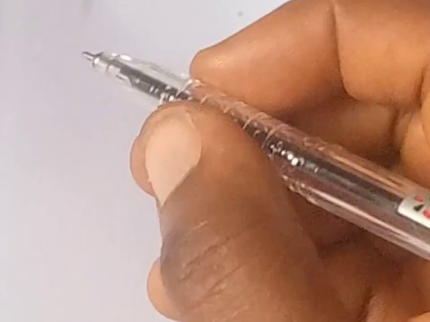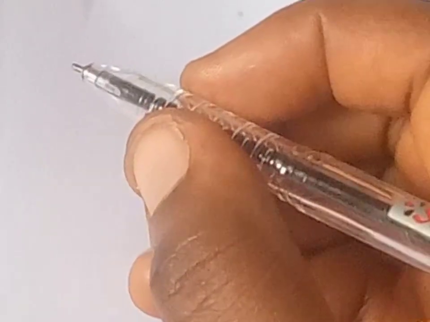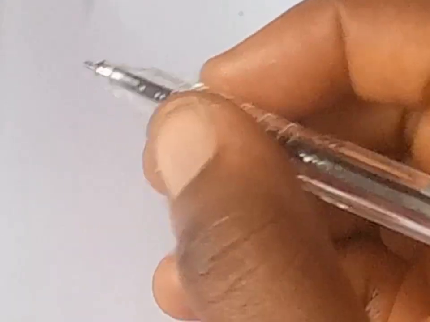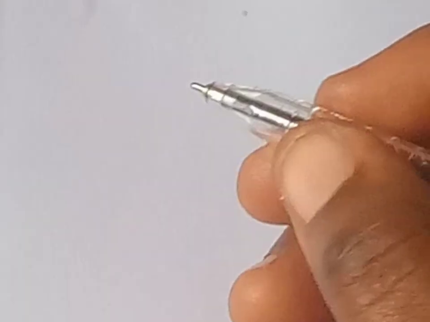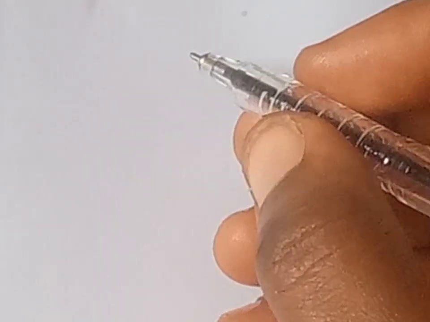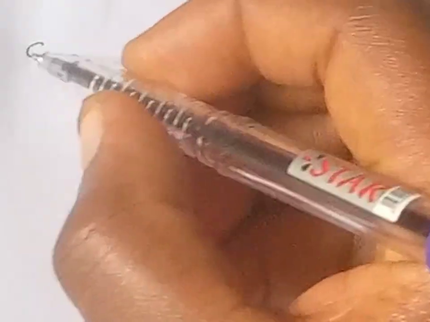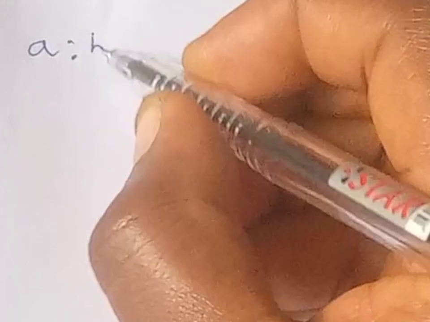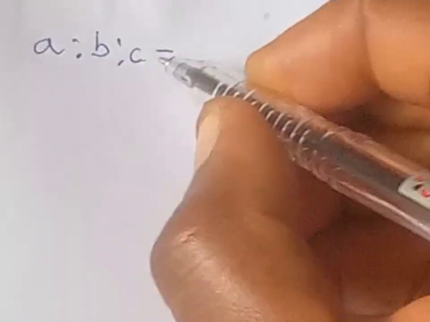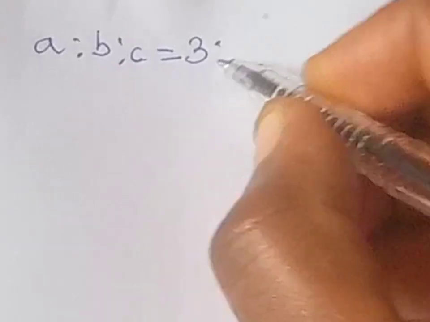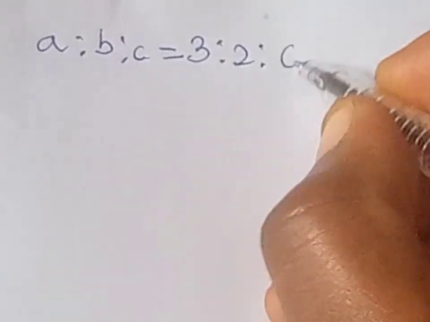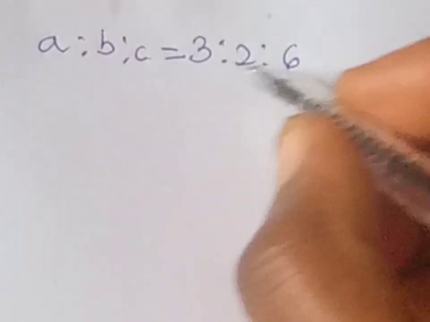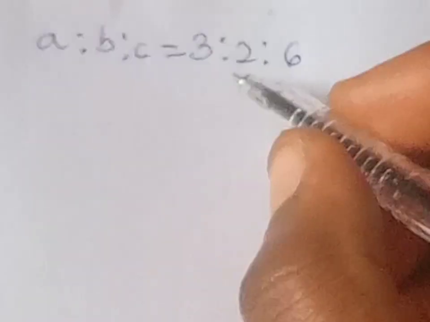Now we have A ratio B equals 3:2 and B ratio C equals 2:6. The next thing is we shall combine the ratios since both have the same value of B. By the time we combine them, A ratio B ratio C gives us 3:2:6. Now this is the key of the whole problem.